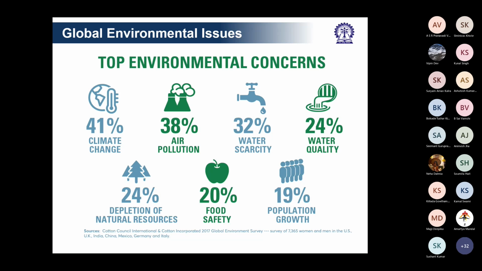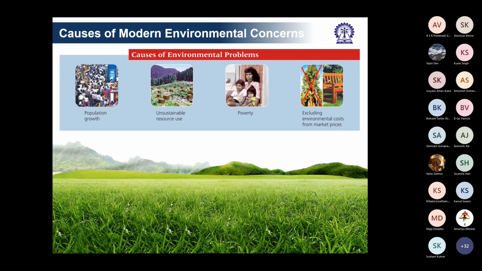Now, see, we have always been discussing environmental issues, isn't it? We talk about climate change, we talk about air pollution, we talk about water scarcity, and so on. But seldom do we talk about the causes that are responsible for these environmental problems. Okay, so what are the causes? According to various environmental experts, there are actually four major causes of environmental problems we face today.